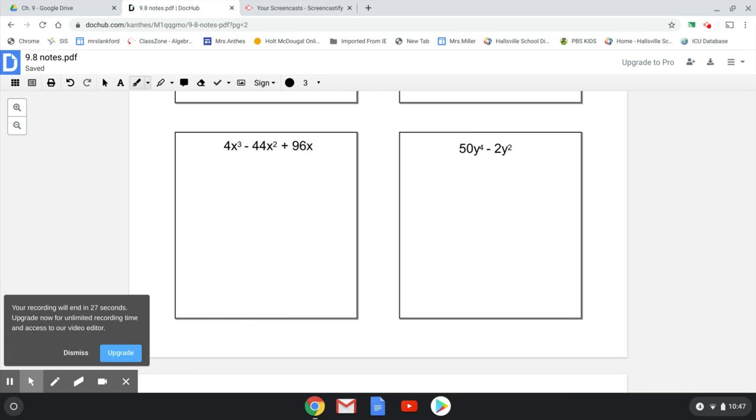Okay, so for this problem, it looks like I can take out a 4 and an x. If I factor out a 4x, I would have left x squared minus 11x plus 24. Okay, so 24 is not a perfect square, so I'm most likely looking at the sign chart method. So I'm going to refer to that.